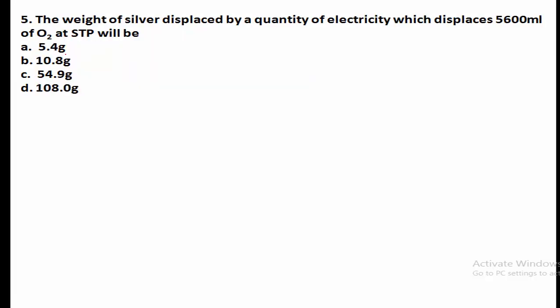Fifth one: the weight of silver displaced by the quantity of electricity which displaces 5600 ml of O2 at STP will be. So here, how to solve this? What have they given? Before this, you should know that 22,400 ml is occupied by 1 mole of O2 at STP. So 1 mole of any gas at STP, standard temperature and pressure condition, will occupy a volume of 22,400 ml, or 22.4 liters.